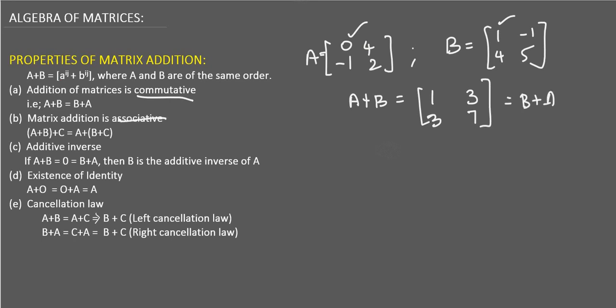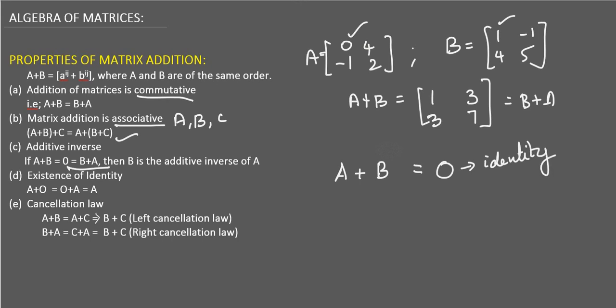Matrix addition is associative. To prove the associative property, we take three matrices A, B, and C of the same order and show that (A plus B) plus C is equal to A plus (B plus C). Then the additive inverse of a matrix. Under addition, if A is a given matrix, we add another matrix. The sum of both the matrices is equal to the identity. 0 is the identity. Then we say that B is the inverse of A.